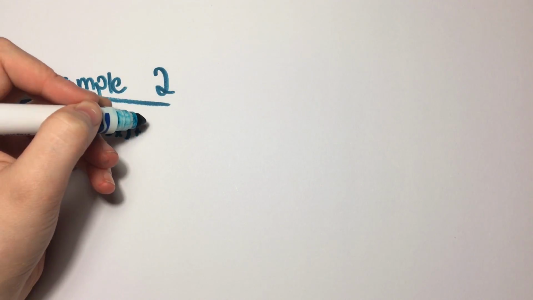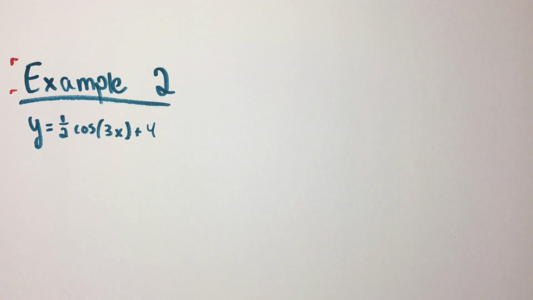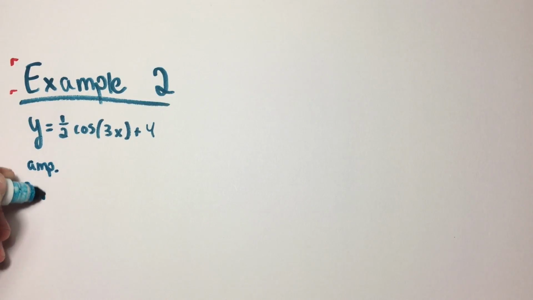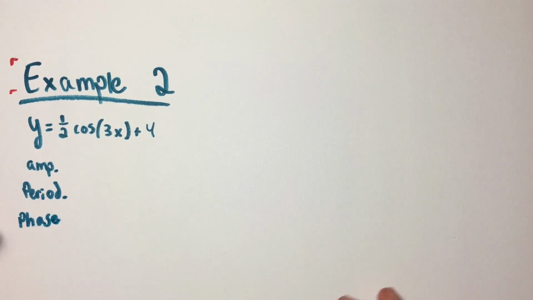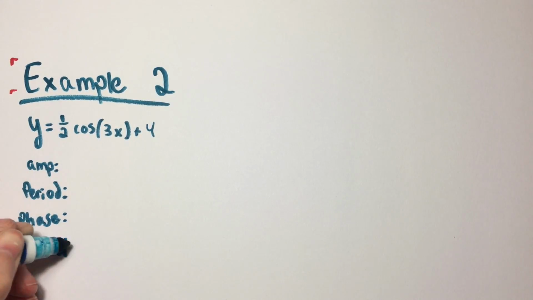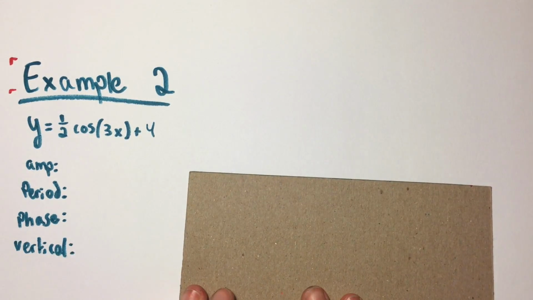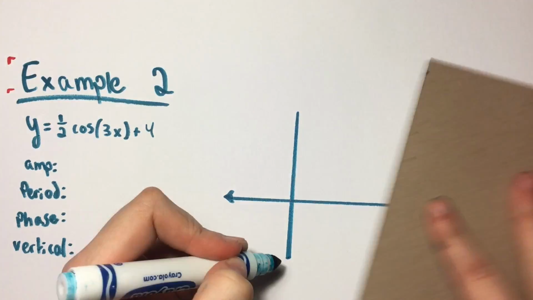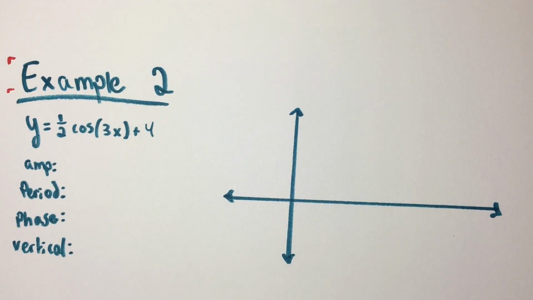Let's look at one more example together. So here we have the equation y equals 1/2 of cosine times 3x plus 4. We're asked to find the amplitude, or the height of each wave, the period or the distance between each cycle of waves, the phase, or the amount that the graph is shifted to the left or the right, and the vertical shift, or how much the graph is shifted up or down.